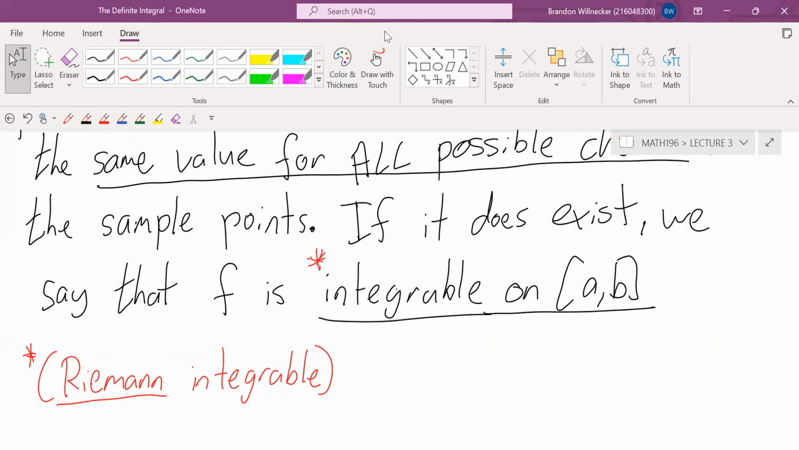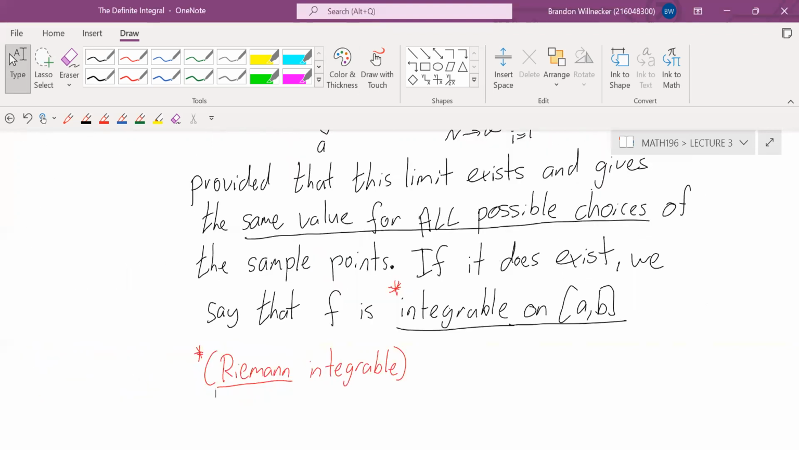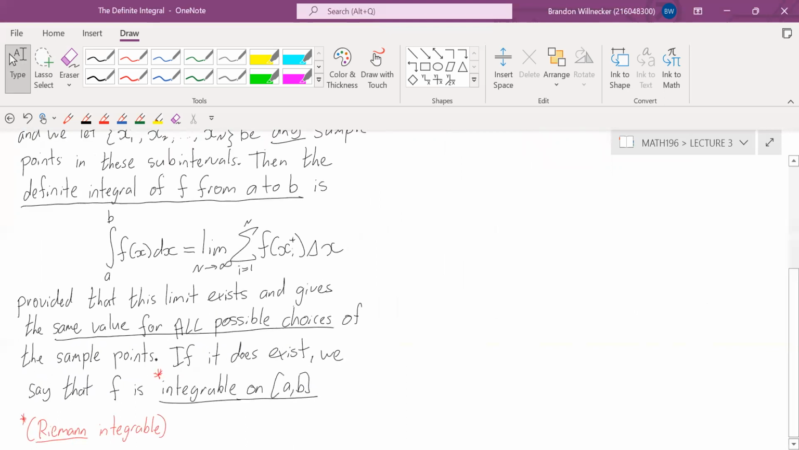Okay, so let's put this all in here. This is the definition of the definite integral and the idea of Riemann integrability.